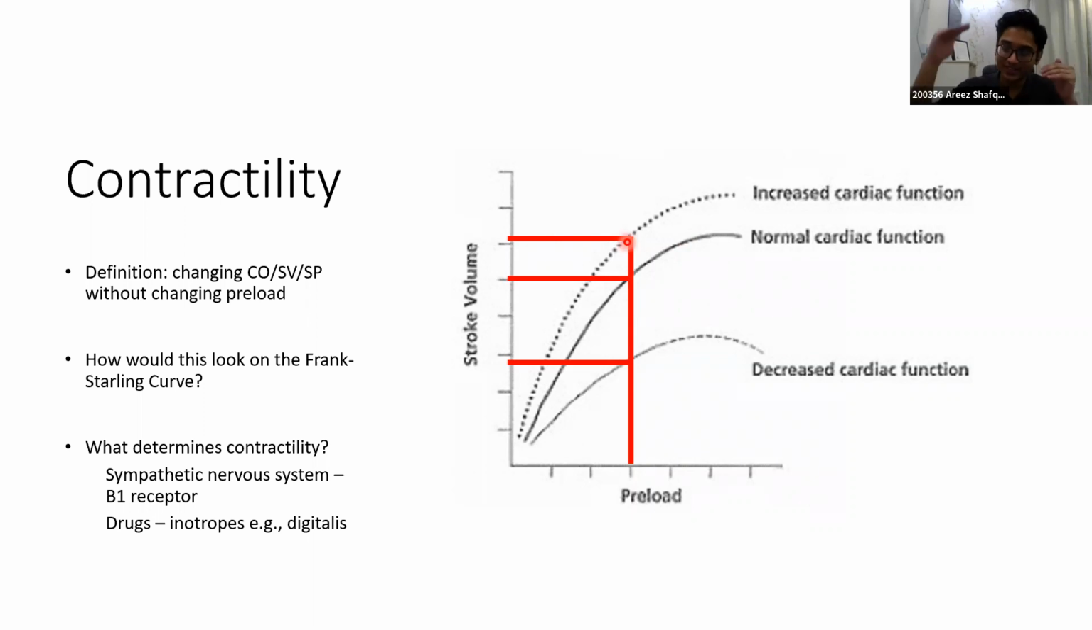So again, we discussed initially that stroke volume is the major indicator we'll use of cardiac output, of cardiac function. Three things alter stroke volume. Number one, preload, determined by venous return and by the Frank-Starling mechanism. Number two, contractility. Contractility is me increasing or decreasing cardiac output without changing preload. It's altered by the sympathetic nervous system and by drugs like digitalis. Does it make sense up till now?